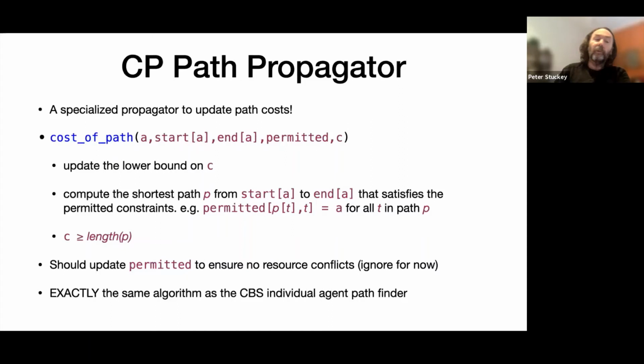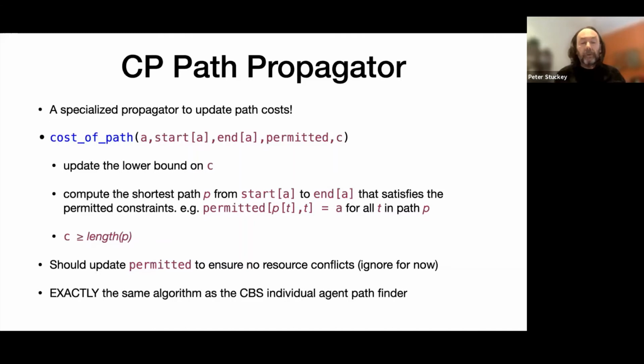And then we'll enforce that C is greater than or equal to the length of that path, right? And we know that's a correct inference. If the shortest path from start of A to end of A is at least length P, then there's no other path that satisfies the constraints, so there's going to be no path which can be shorter than that. So we should update the permitted, right?